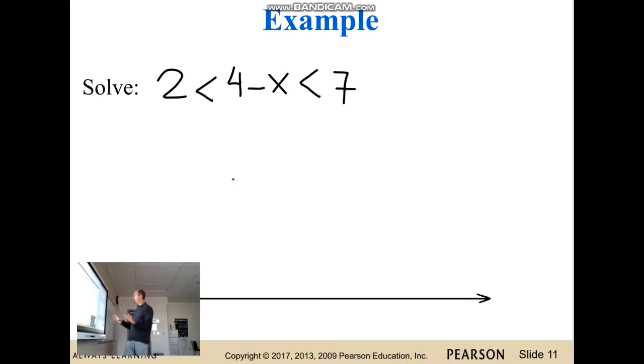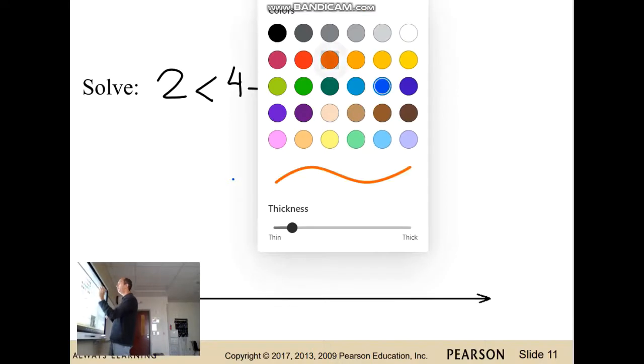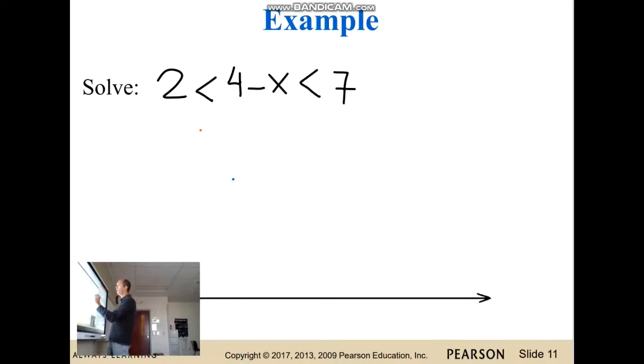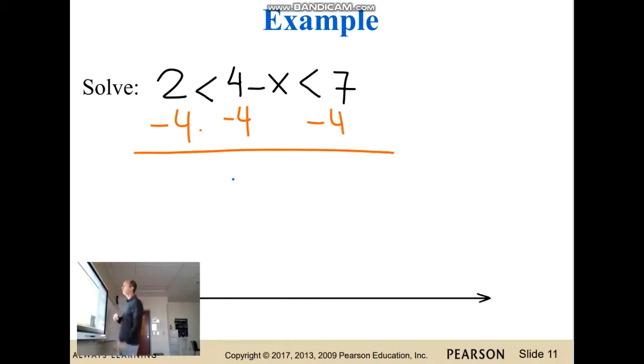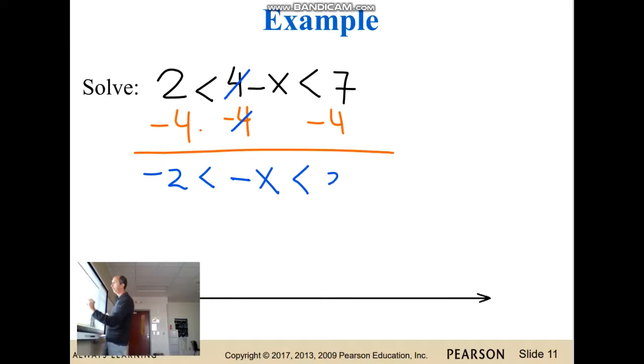Okay, next example. Now we have here 2 less than 4 minus x less than 7. And let's simplify. We will apply on all the parts the addition property. So subtract or add -4. I like to say add -4 on all the sides. So you will have -2 less than, and this will simplify, -x less than 3.